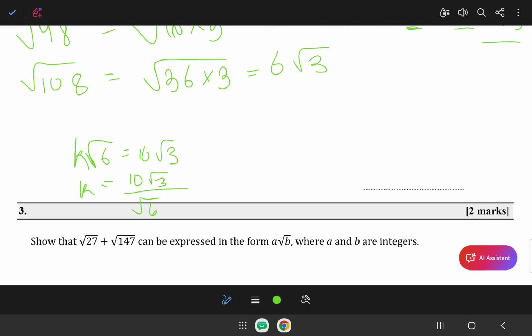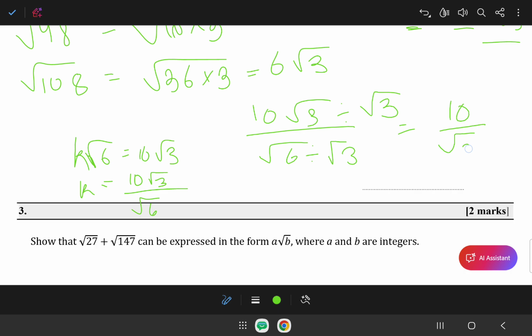Now this is a fraction, and we can simplify it because we can see that 3 and 6 are from the same times table. Let me write it here: 10 root 3 over root 6. We can just divide the surds by root 3. So that equals 10 over root 2.